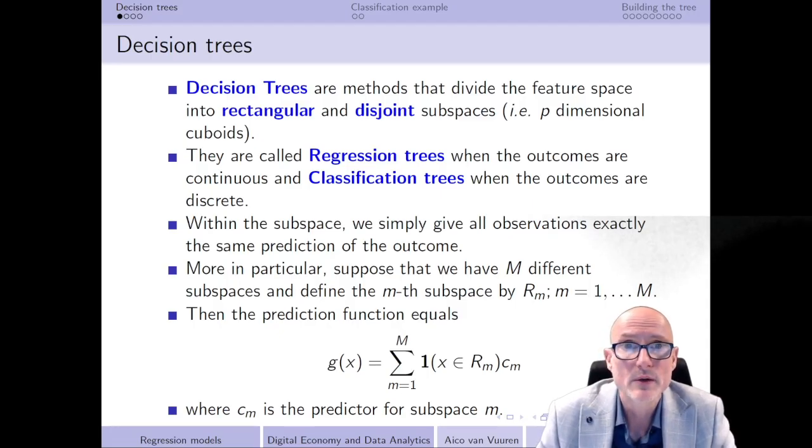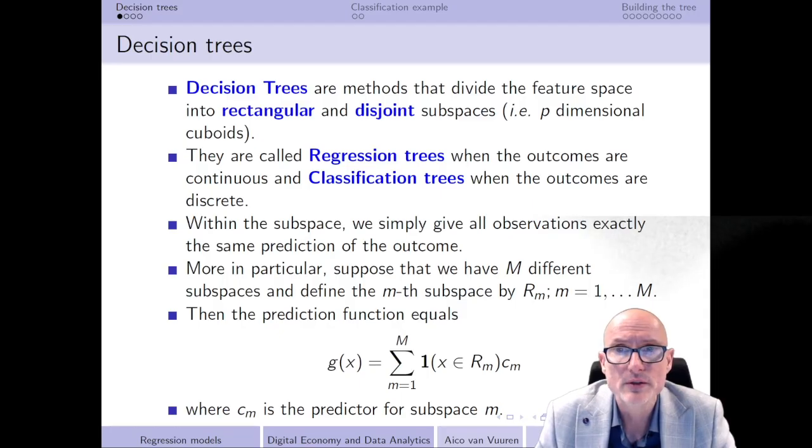They are called regression trees when the outcomes are continuous, and they are called classification trees when the outcomes are discrete. That is something that we already know, because if the outcome variable is continuous, then we usually talk about regression, so therefore we call them regression trees. And at the moment that we have an outcome variable that is discrete, we talk about classification, and therefore we call them classification trees. But take into account that most of the idea behind regression trees and classification trees is in fact similar.